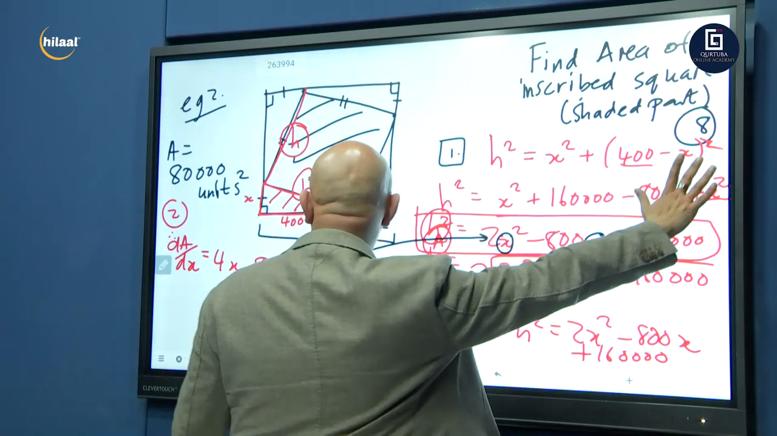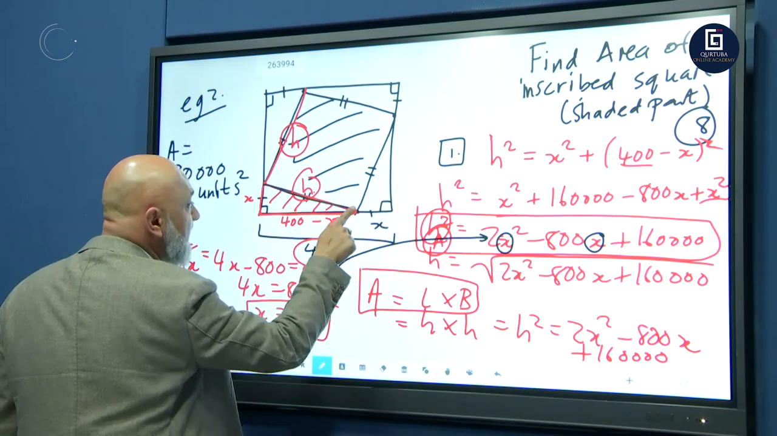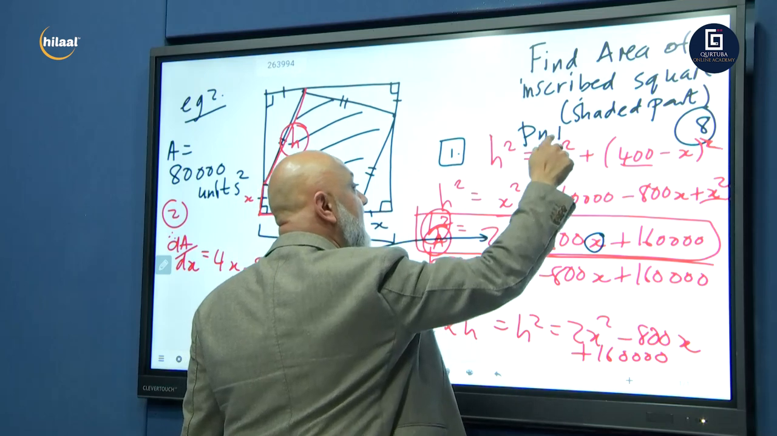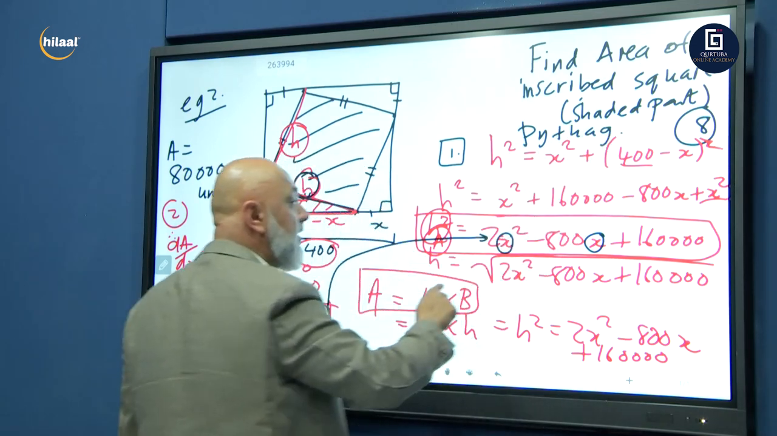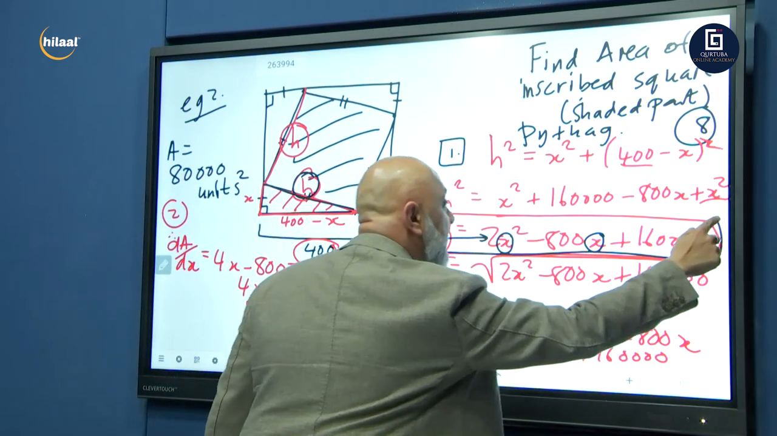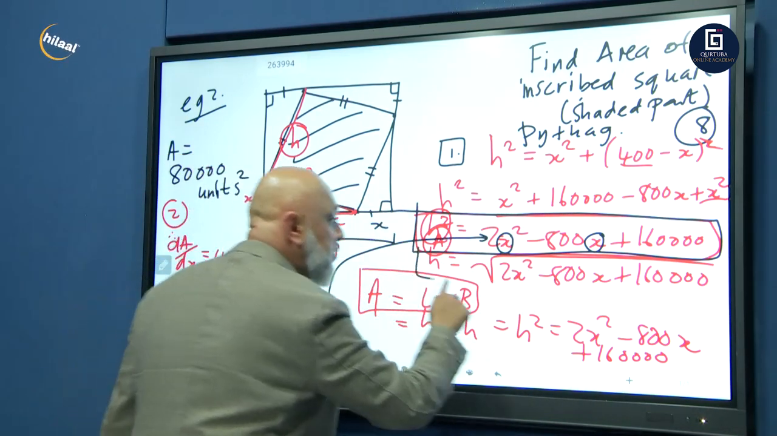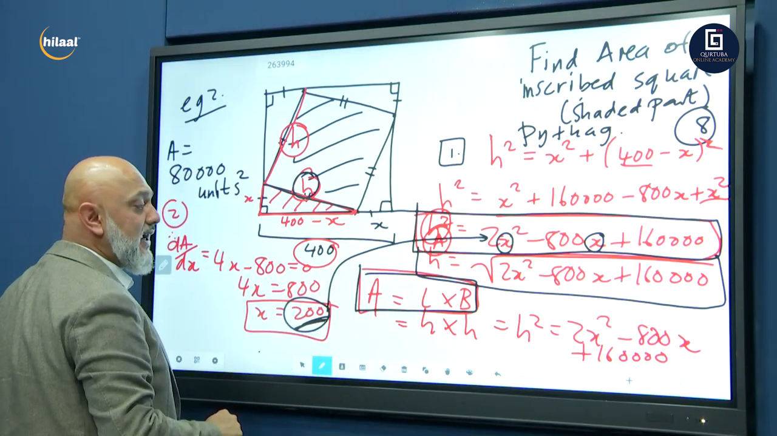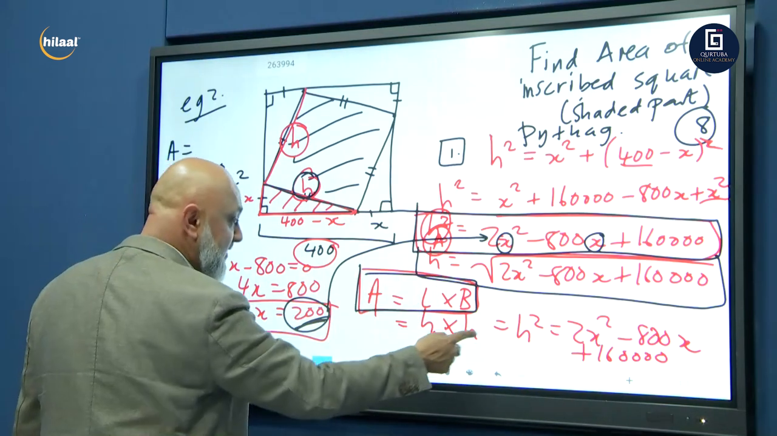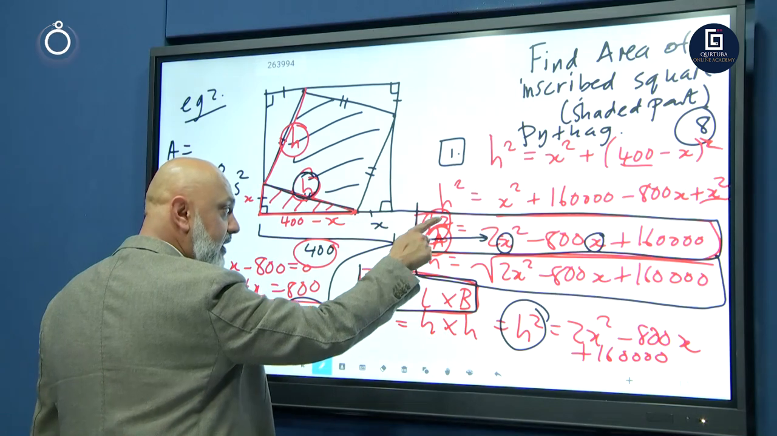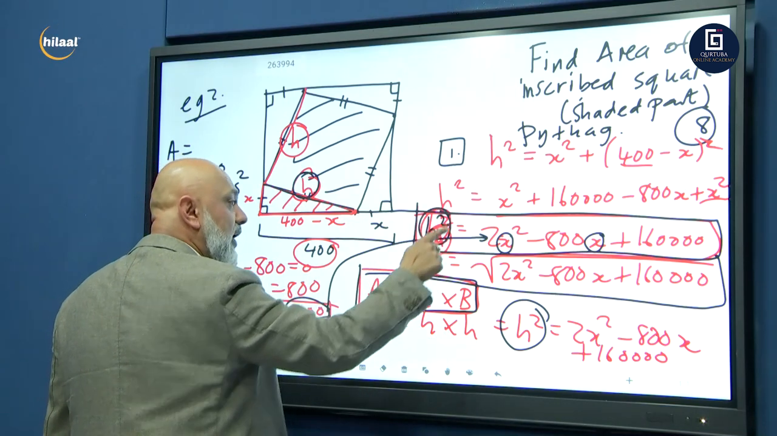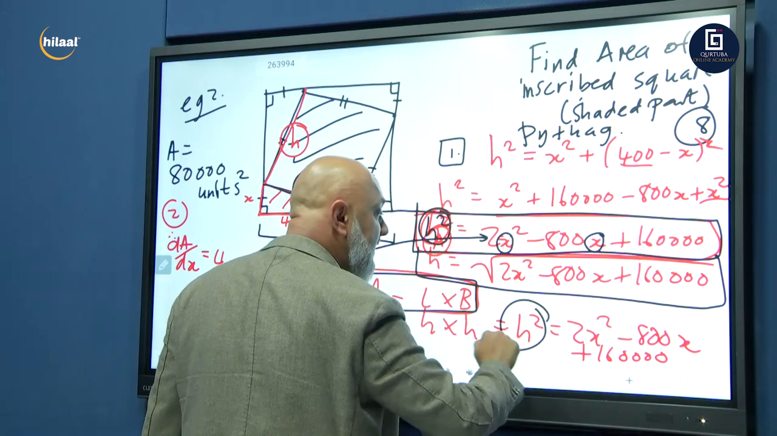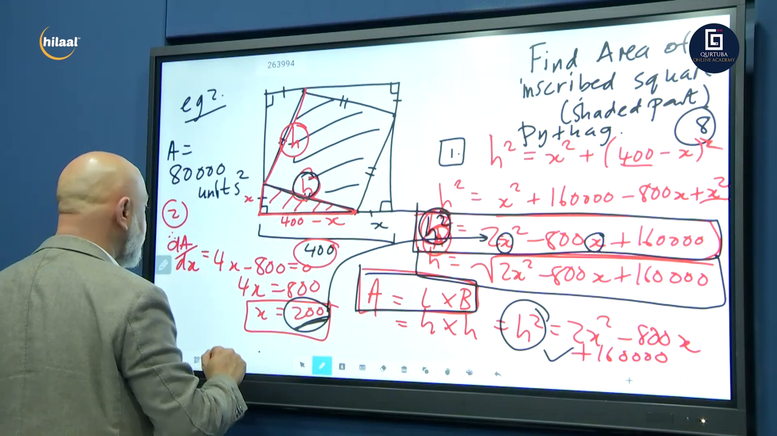Number one, we used Pythagoras to find the one side. So h squared, remember all this here was Pythagoras. I'm just going to recap it for you. So we got h squared was equal to that. So h was equal to this. And then we went into area, the area of a square, length times breadth, h times h, which is h squared. What was h squared? Here it is, 2x squared minus 800x plus 160,000. So we put a tick there.